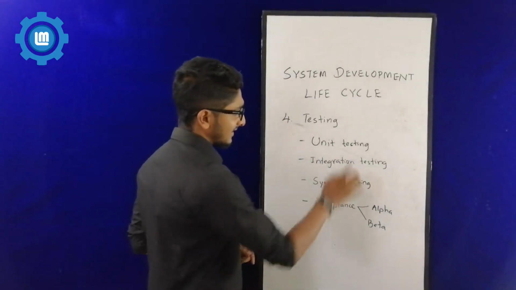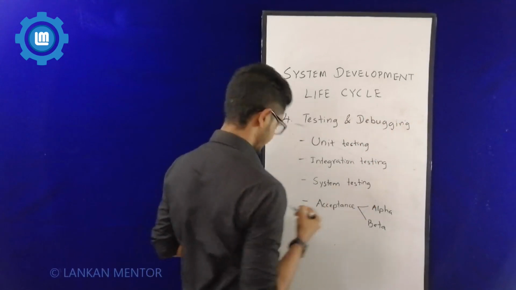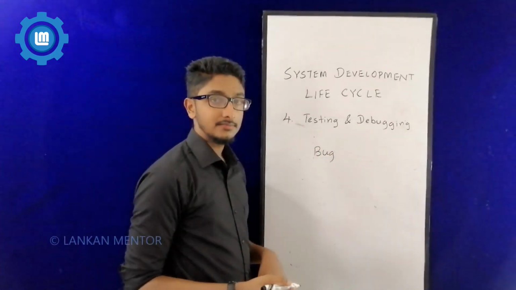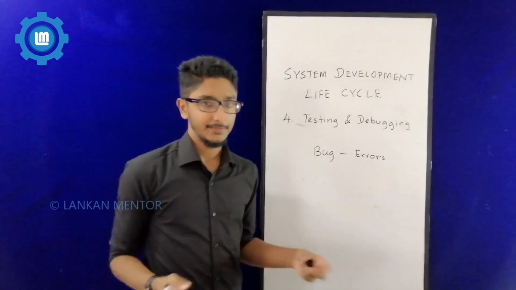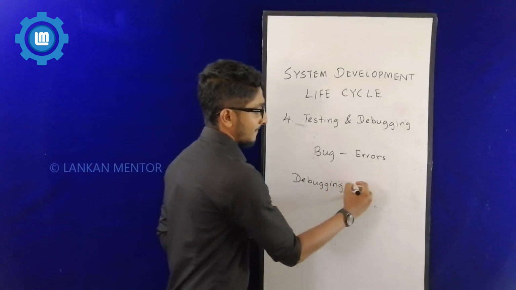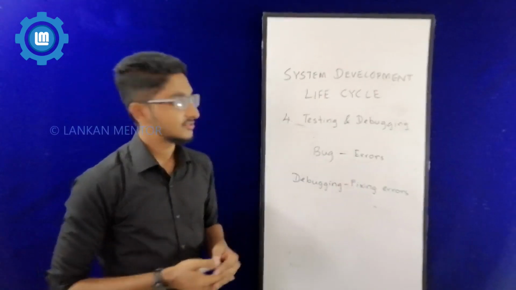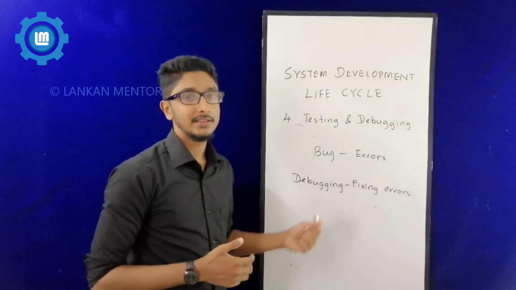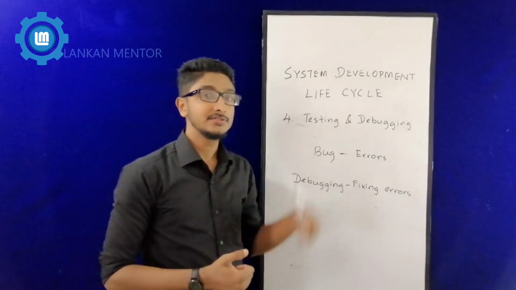Now testing comes with another name, testing and debugging. What is a bug in a system? Not a ladybug. In computer systems, a bug means an error. So debugging means fixing the errors. While testing, if you find any bugs, you debug them, you fix them. That is the definition of debugging. Bugs mean errors, debugging means fixing those bugs.